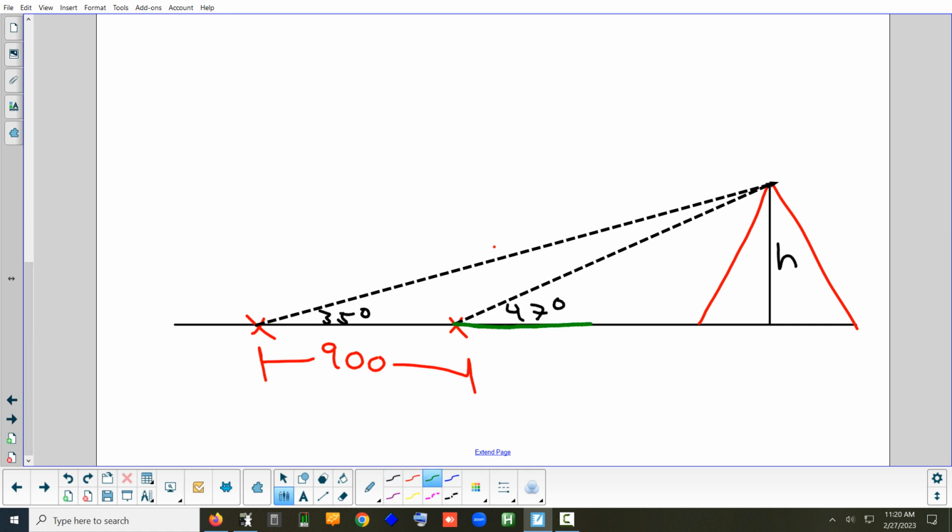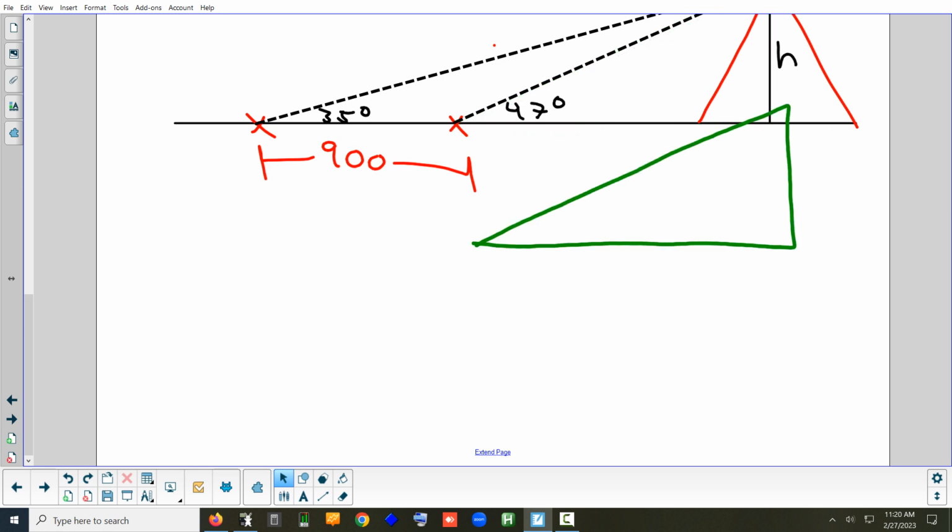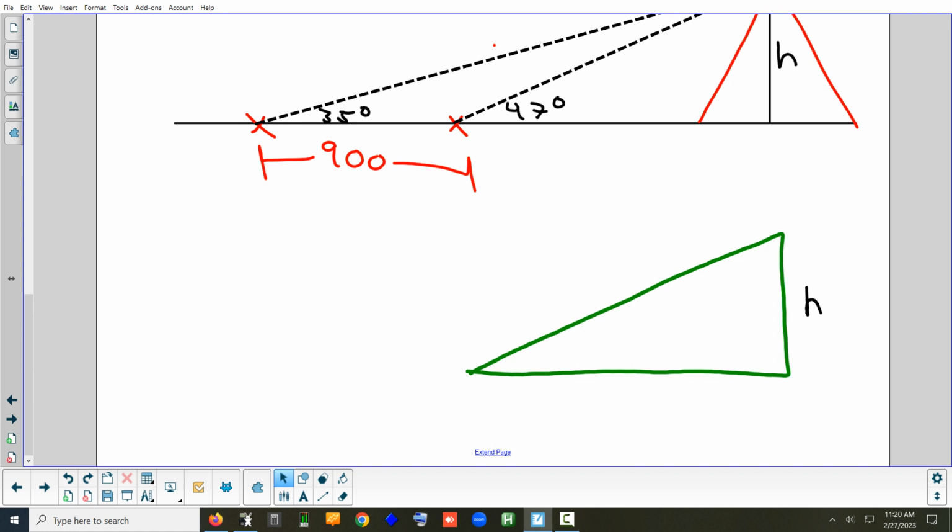Ideally, if we could just take this triangle that's in green and solve it for the height, we'd be done. Well, we know that that's 90. We know that's 47. Do I have enough information to solve for the height? What do I need at least one of? Got to have a side. I don't have a side. So we're going to have to come back to this triangle after we figure out something else. And H is what I want to solve for.